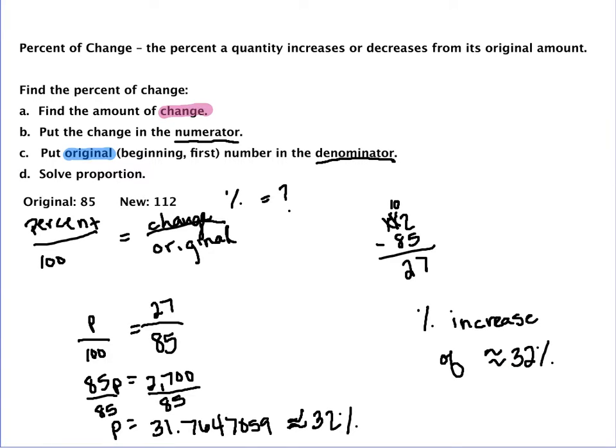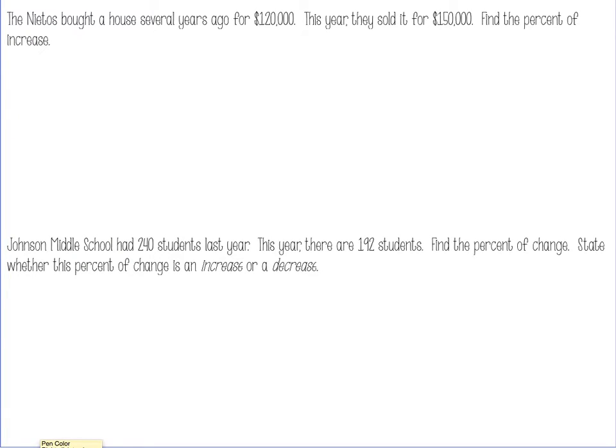Right, so we're going to try two more problems here together, and they're listed as 1 and 2 on your notes sheet. And then I have another 2 problems that you can actually do on your own and then come back and check. Problems 3 and 4 on the very back of your note sheet are going to be your you-try problems. Okay, so the Nitos bought a house several years ago for $120,000.